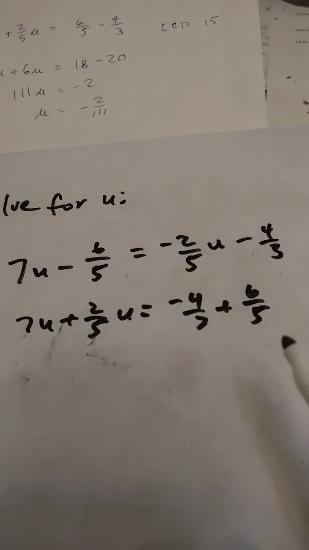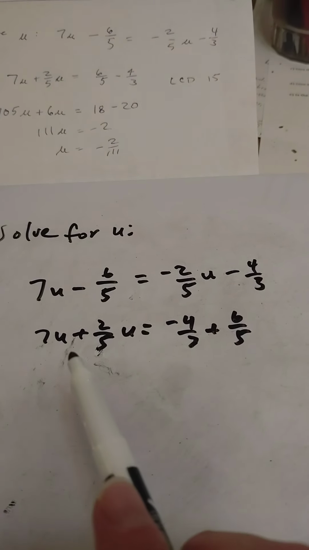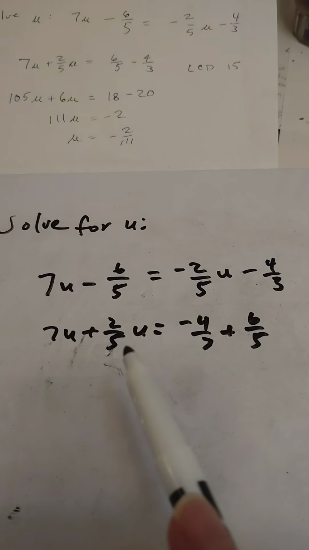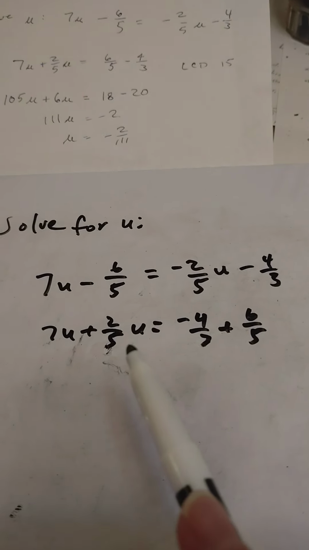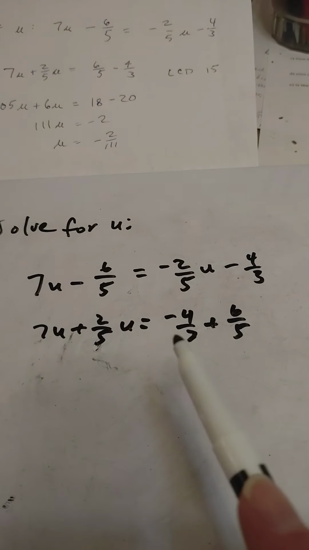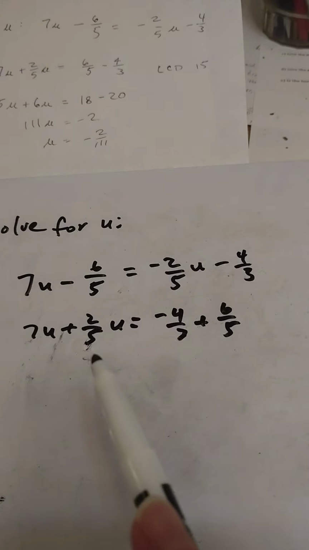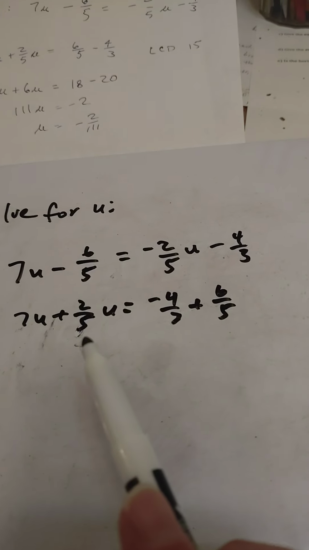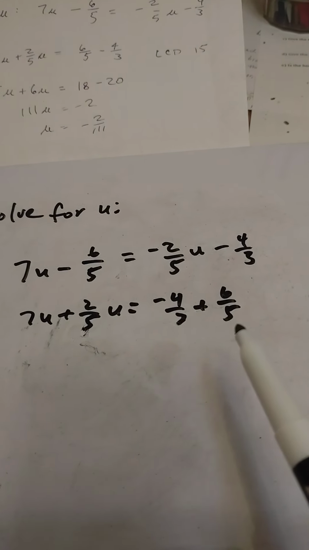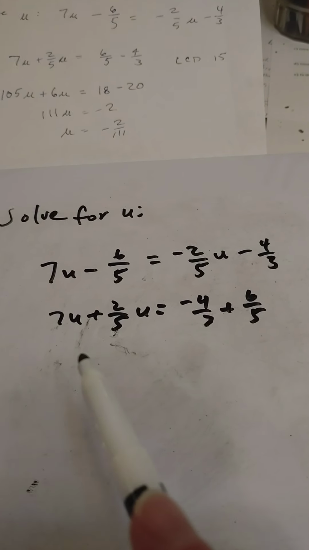Okay, and then next. Well, we got fractions. 7u plus 2/5 u. I mean, that's 7 and 2/5 u. But I'm going to multiply. Whenever I have fractions with an equal sign, why not multiply both sides by a least common denominator to clear away the fractions? And what's the least common denominator of 5 and 7 and 5? 35. So let's multiply every term by 35.